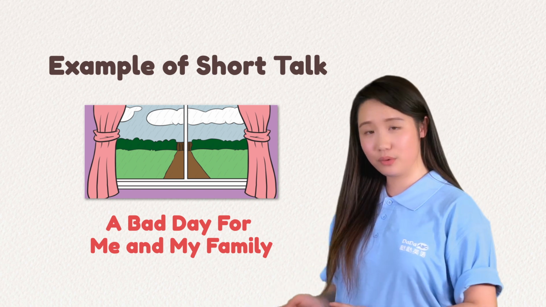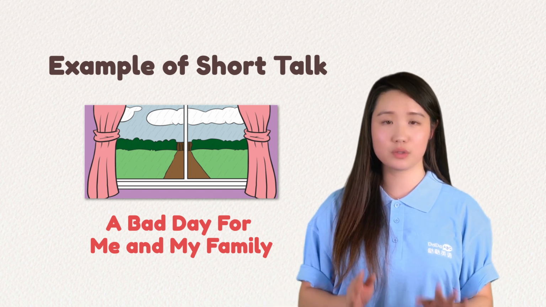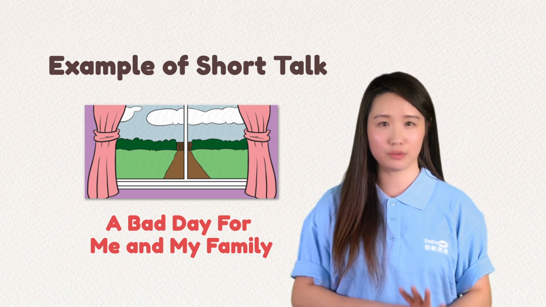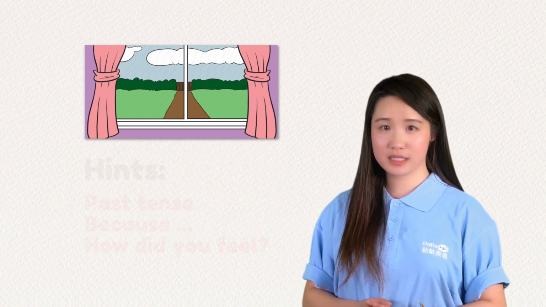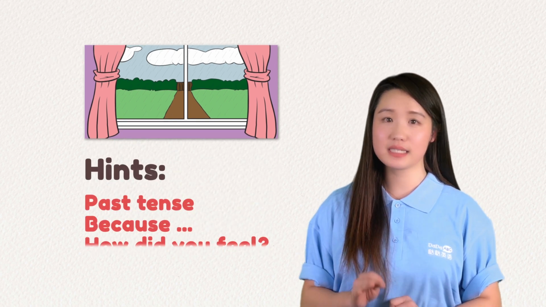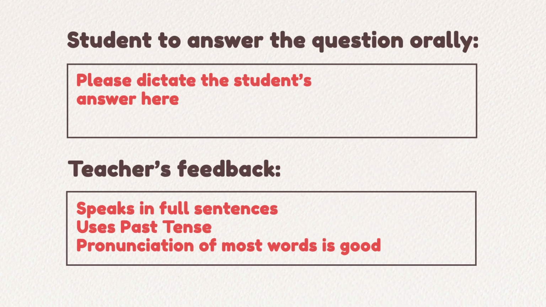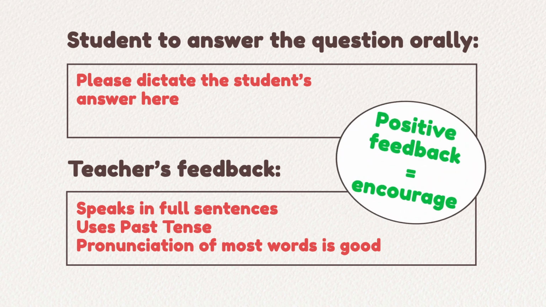This next example is short talks, and it's also part of the level 4 breakthrough. As each level increases, you will see that there will be fewer hints given to the students. But always remember, you'll need to keep note of their answers and give constructive feedback. But also remember to give positive feedback because it will encourage them to improve more.